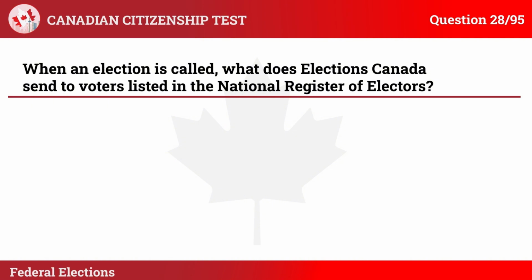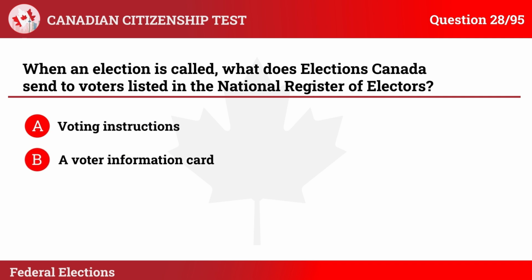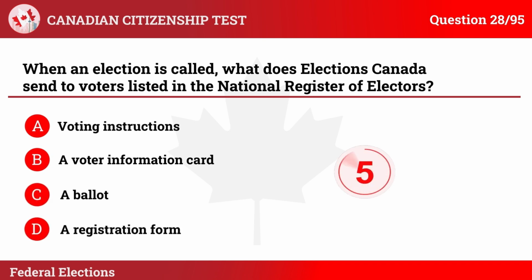of Electors? A. Voting instructions. B. A voter information card. C. A ballot. D. A registration form.